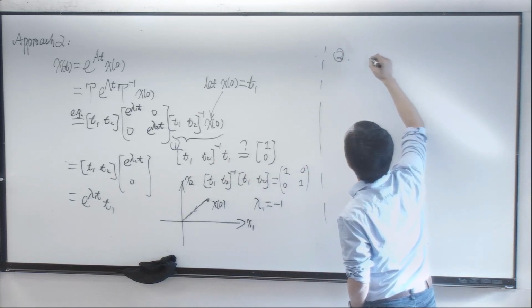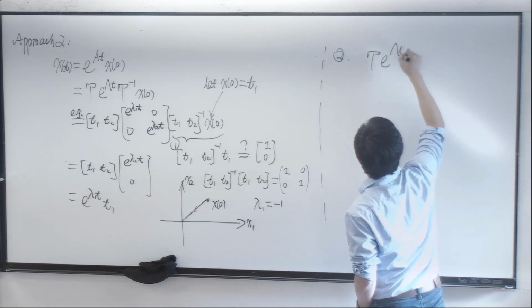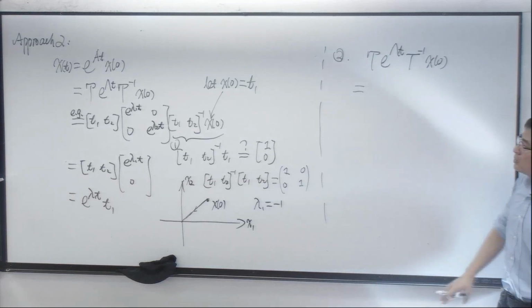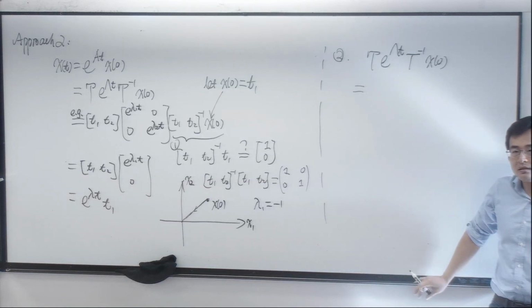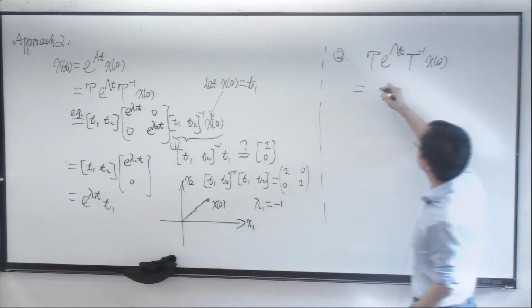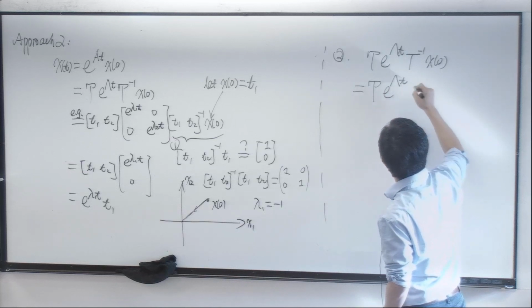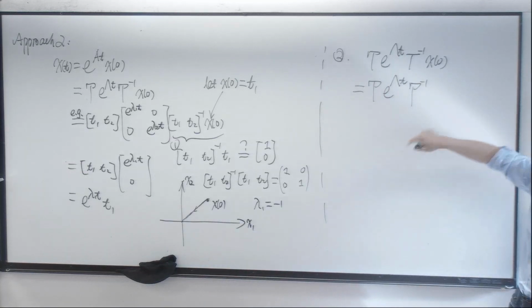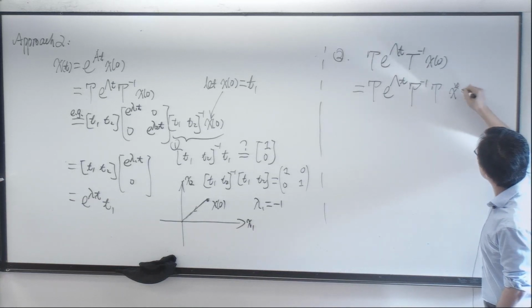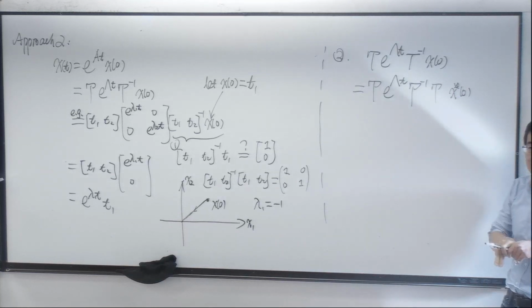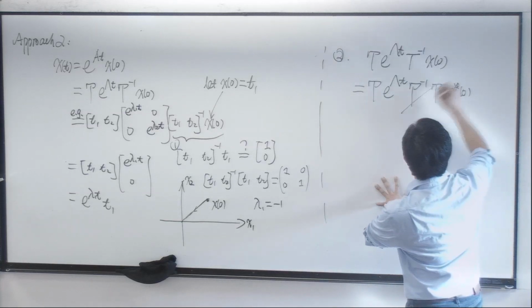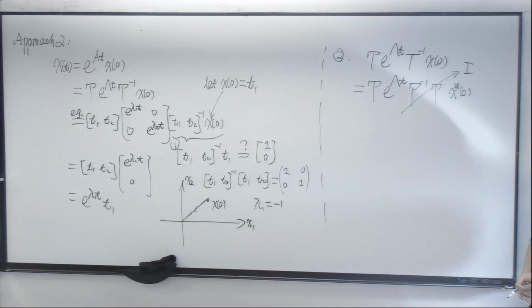I have T e^(Λt) T inverse x0. So when we define the similarity transform, what is the relationship between x and x star? Look at the left-hand side of the board. x is related to my new coordinate, new state space, by T times x0. So if you see that, then this goes away, becomes identity, right?